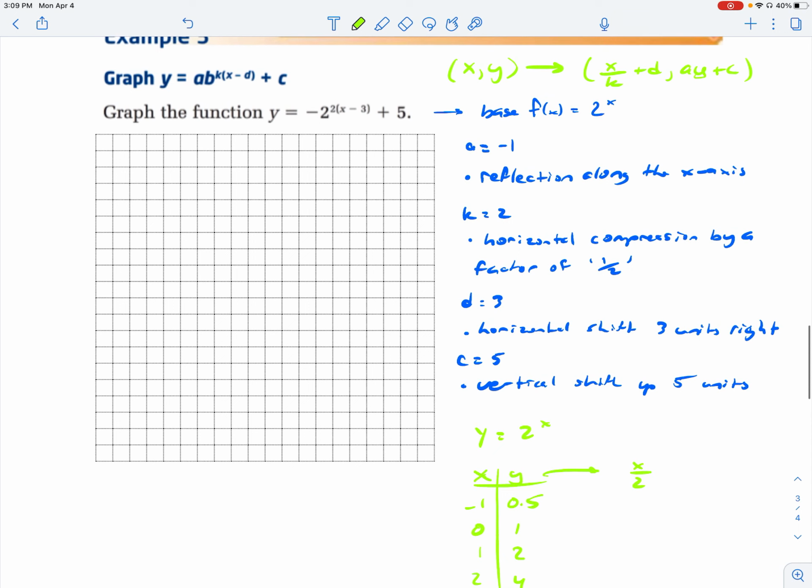And then I got to add d. D is 3, so plus 3. So already I can see a horizontal compression by a half and 3 units to the right for a shift.